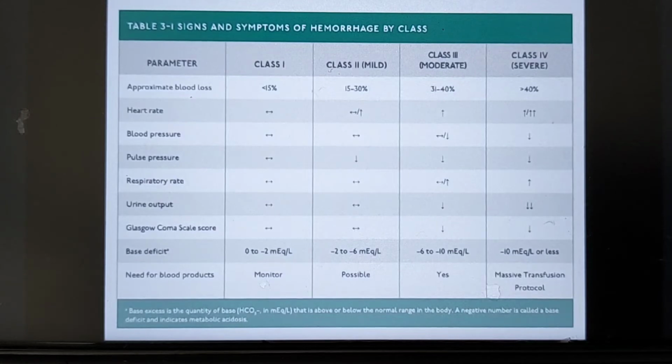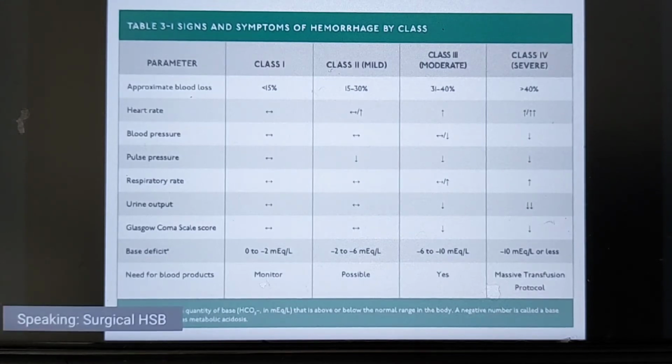In class 3, the patient will have marked blood loss and will present with tachycardia, tachypnea, and reduced urine output. Lastly, in class 4, with severe blood loss, the patient will be even more tachycardic, tachypneic, and have reduced urine output. So both in class 3 and class 4, the patient needs urgent blood transfusion, but class 4 needs it even more urgently.